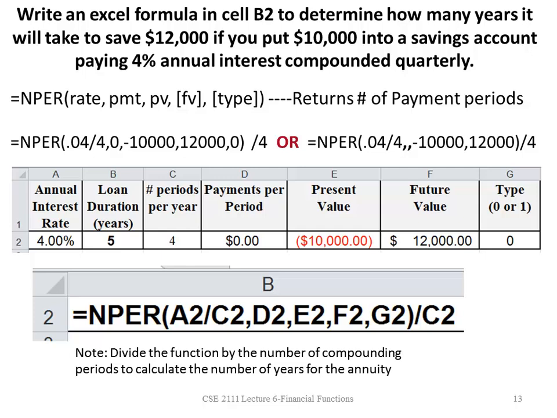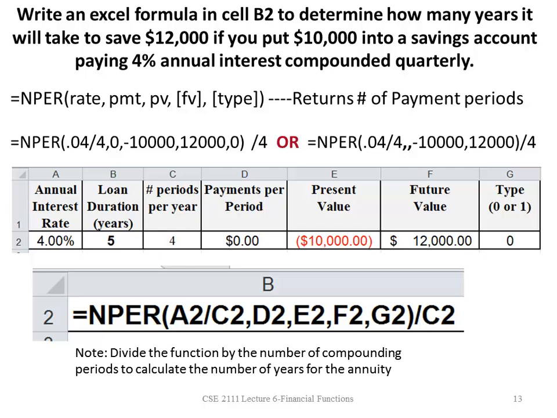It's compounded quarterly, so for the rate argument, we always take the interest rate and divide it by the compounding periods. The payment, we're not going to put anything else into the savings account, so it'll be 0. The present value is $10,000, so we will put negative $10,000 because even though we're putting it into a savings account, it's not going to be accessible to us, so Excel assumes it's a negative number. And then the future value is $12,000. That's what we want to have at the end of this transaction.